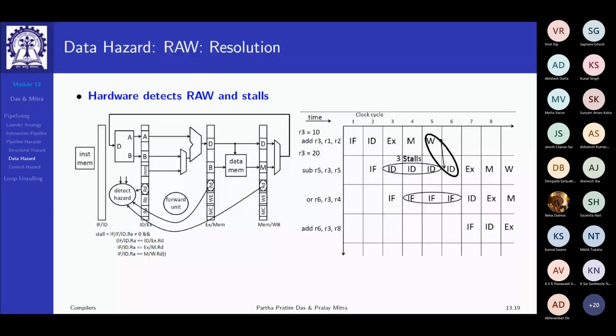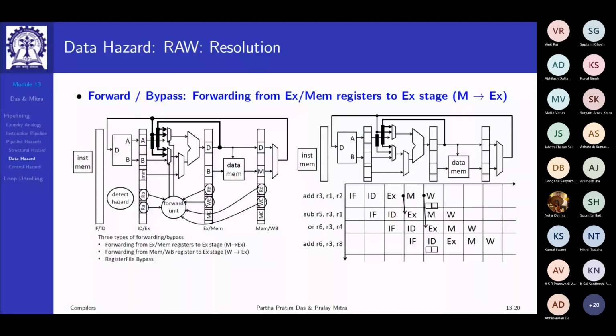Let's see how forwarding minimizes this problem. In forwarding, in the architecture, you have a forwarding unit. So what does a forwarding unit do? Instead of letting the value read from the register file go on to the ALU, it tries to get the value from the future, because these are values already computed by the earlier instruction.